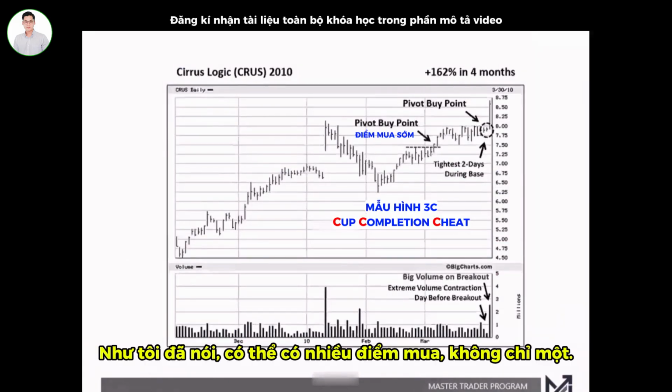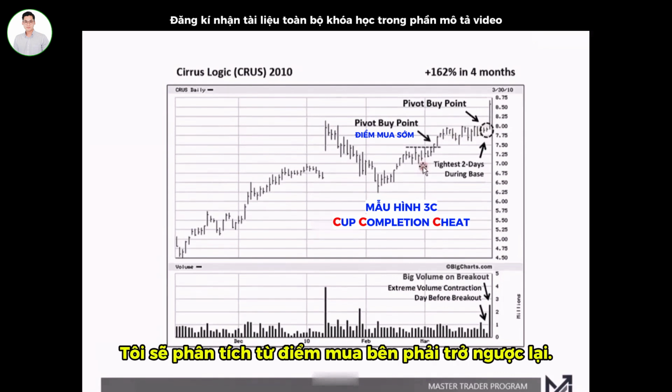Now, let me explain to you. Like I said, there's going to be a few buy points. And within this contraction, you're not going to get just one contraction all the time where you can buy from. You're going to get multiple buy points sometimes. And I'm going to break this down.